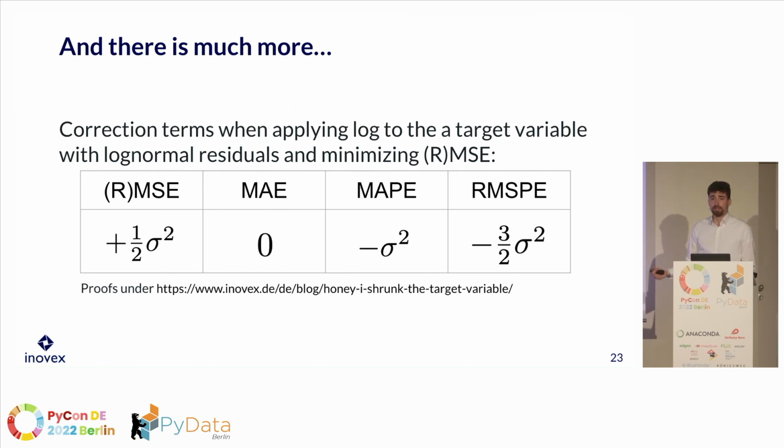And of course, you can now ask for every one of those metrics, what happens if I transform, minimize, transform back, and if I'm actually interested in another metric like the mean absolute percentage error or the root mean squared percentage error. In all those cases, I have to apply different corrections. Given, of course, I'm always assuming a log normal residual distribution that you don't always have in practice. So this is why these differences come. And if you're interested in all the math behind this, it's given in the blog post.